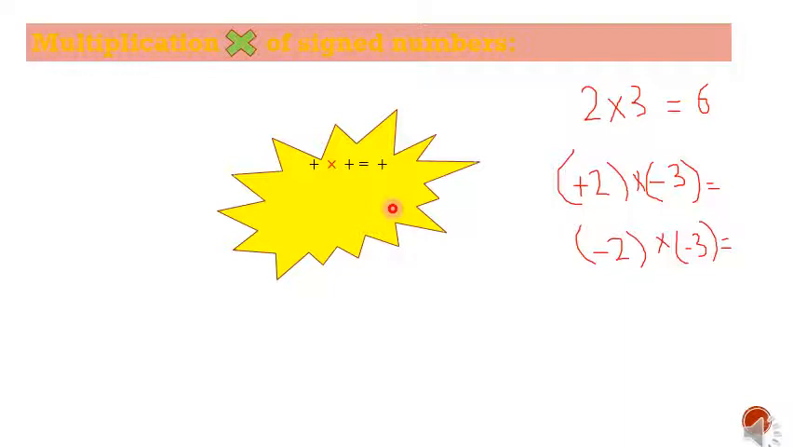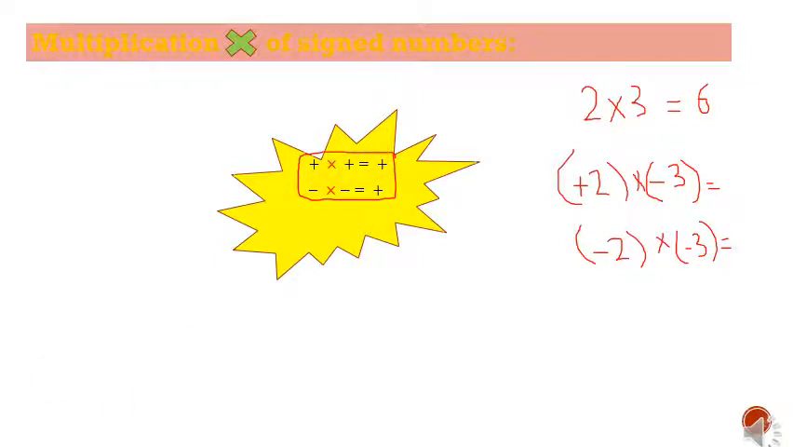So the rules say that positive times positive, if I'm multiplying two positive numbers, their answer will be positive. And if I multiply two negative numbers, their answer will be positive. So as you can see, the first two rules give me a positive sign. So if I have the same sign, positive times positive, the answer is positive, and negative times negative, the answer is positive.